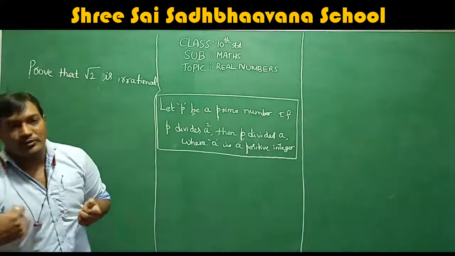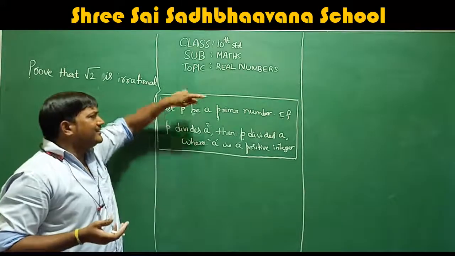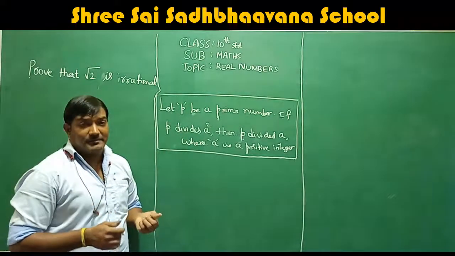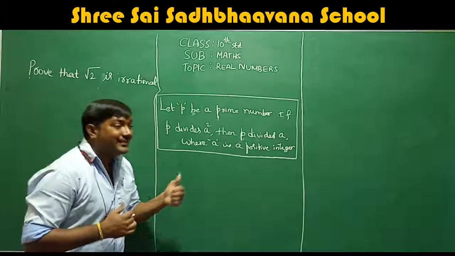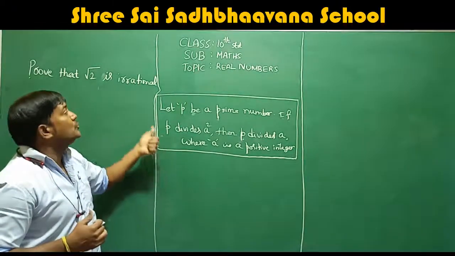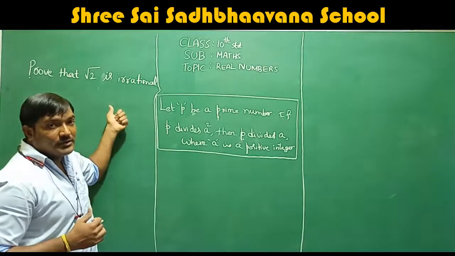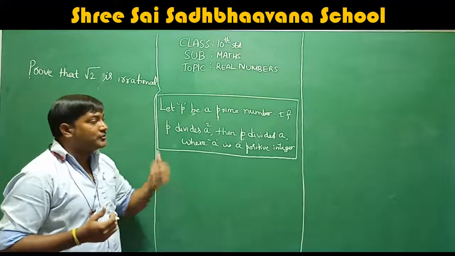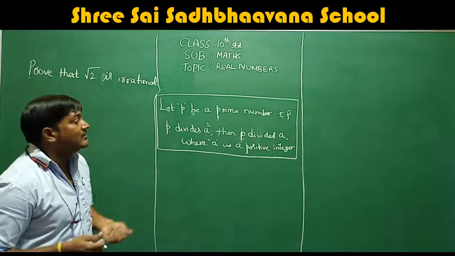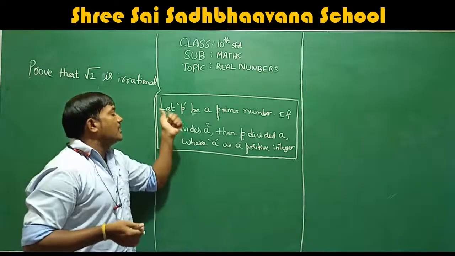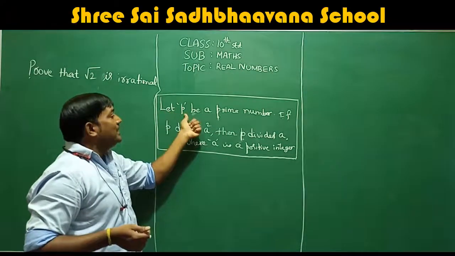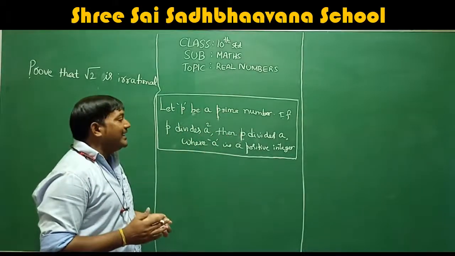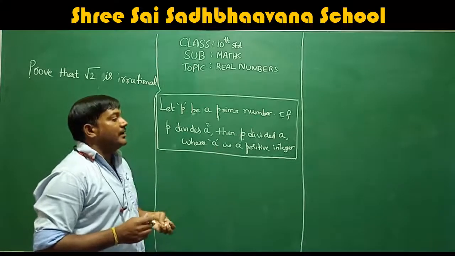Anyway, before going to that, let me discuss this theorem. Proof is not required anyway, I'll just explain the statement clearly, because we are going to use this theorem in the proof of proving an irrational number. That's the reason I'm explaining you. Let me read the theorem statement. Let p be any prime number. If p divides a square, then p divides a, where a is a positive integer.